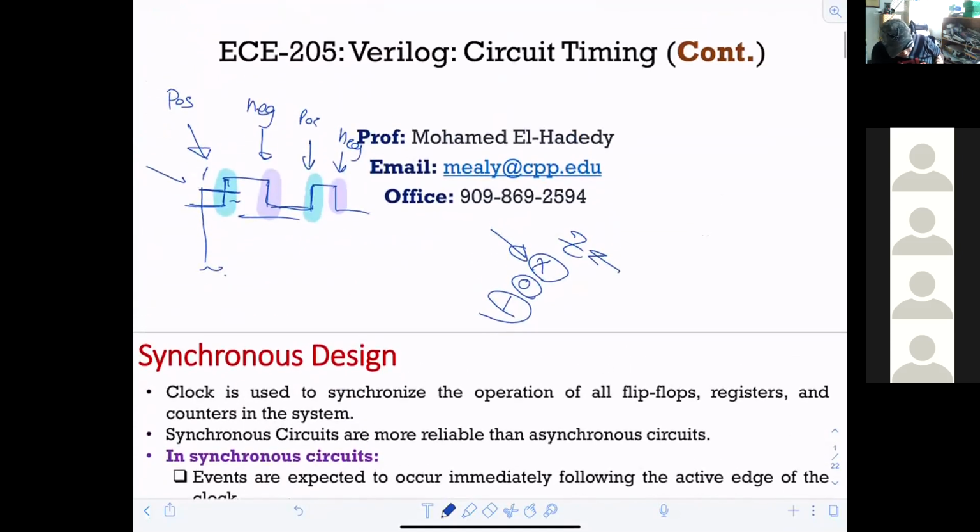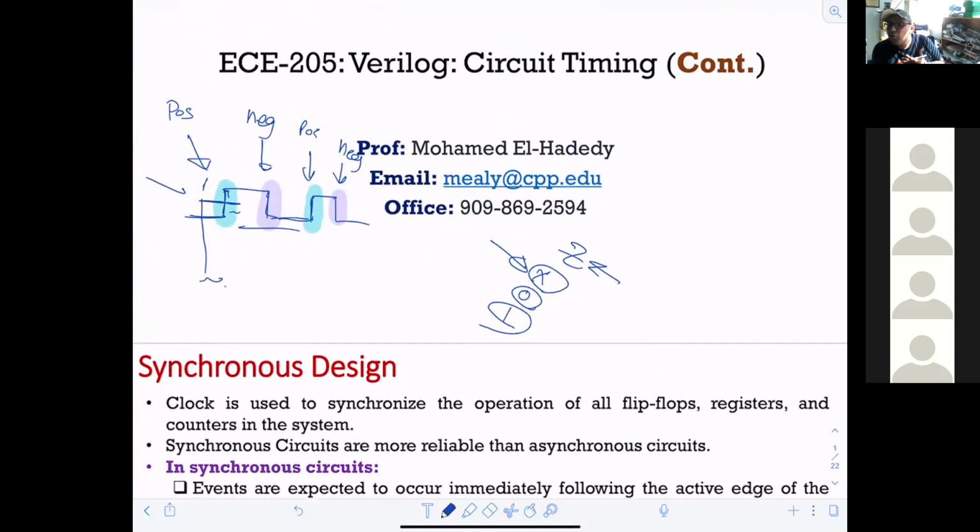What does it mean? Now, there are two different approaches of building a logic circuit. One is called synchronized, and one is called asynchronized. So we have synchronized and we have asynchronized. What does synchronized mean? Synchronized means every single sequential part or circuit or module in the whole entire system is using and driven by the same clock.